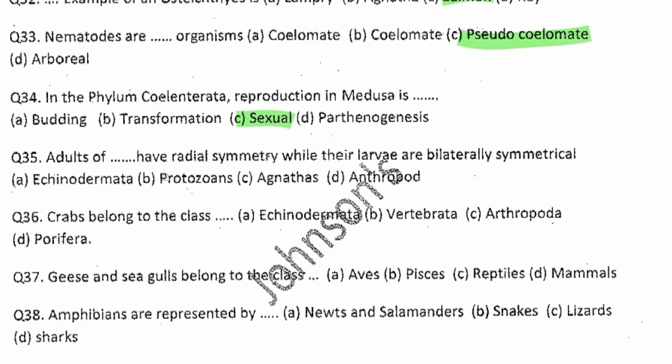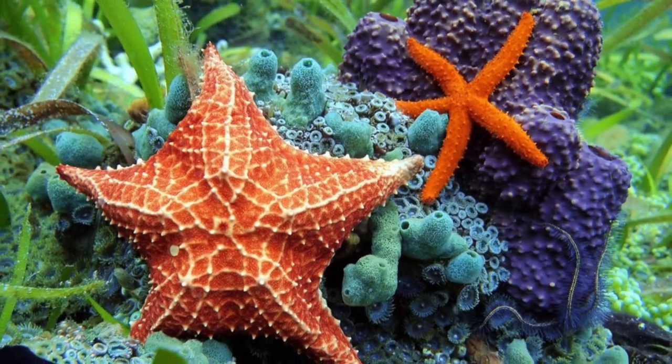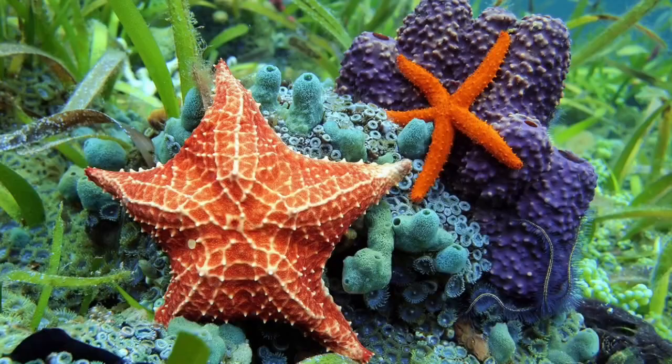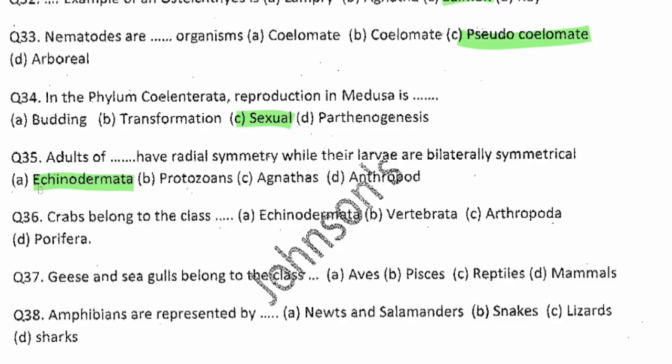Adults of dash have radial symmetry while their larvae are bilaterally symmetrical. Alright, so the answer to question 35 is actually A, Echinodermata. In Echinodermata, the adults have radial body symmetry, while their larvae have bilateral symmetry. So Echinodermata is the answer to that question.